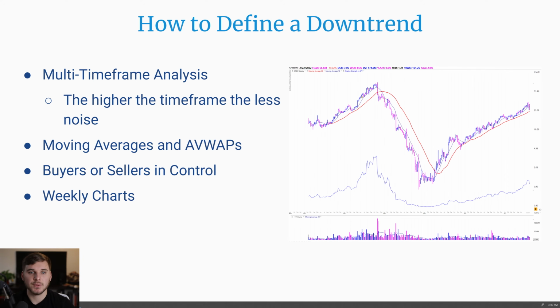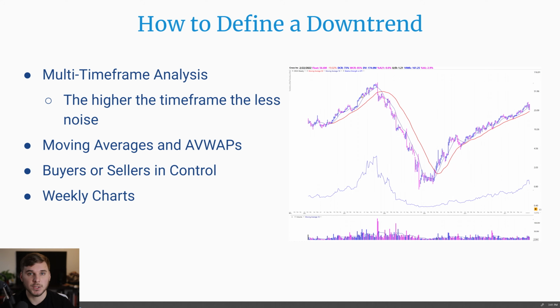So first of all, how do you define a downtrend? Basically, you want to use multi-timeframe analysis to identify the trend on whatever time frame is relevant for you, whether you're a trader and use daily charts or more of an investor and use weekly or monthly charts. You can use moving averages to objectively define whether a stock is in an uptrend or downtrend over a certain period using that period moving average.